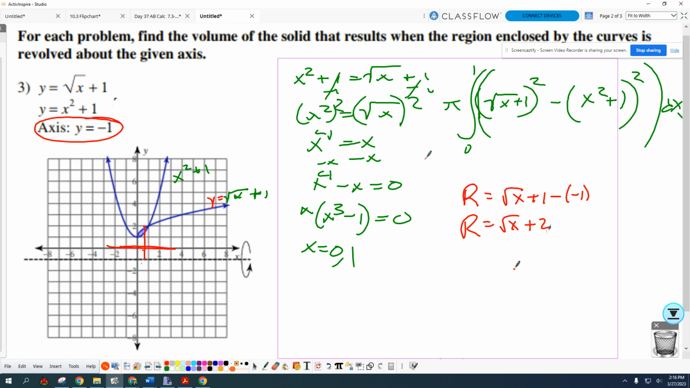Okay, the smaller radius, the distance from the bottom curve, the smaller radius was x squared plus 1 minus that -1. Logan, did you have a question? No. So these guys are 2's.